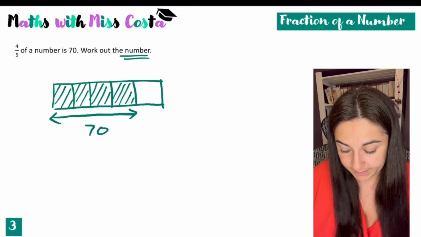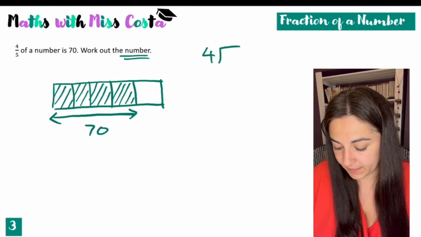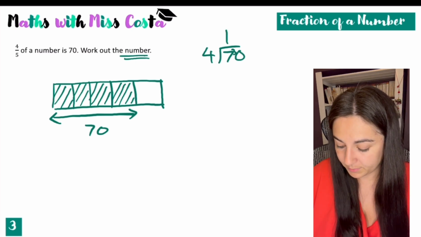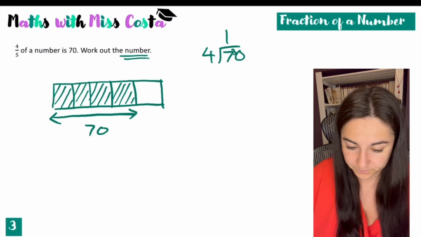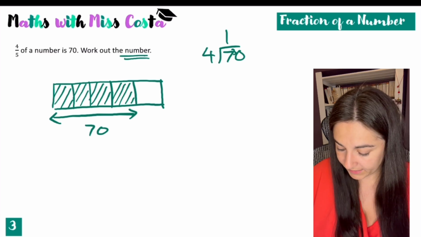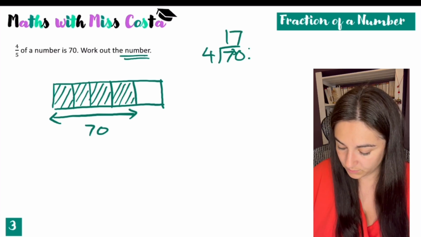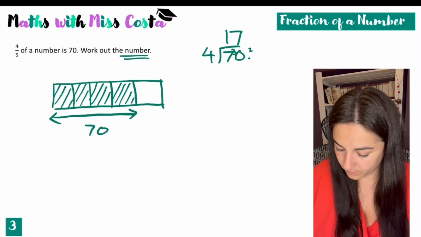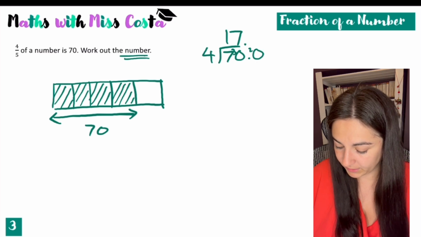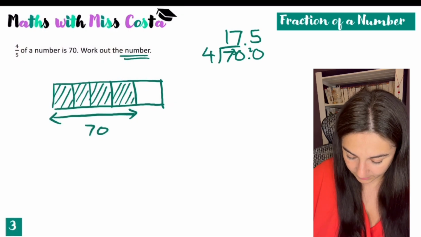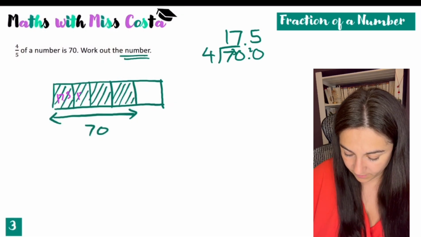So 70 is split into 4 parts, so how many 4s fit into 70? Well, 4s into 7 go once, remainder 3. How many 4s go into 32? 4 times 7 is 28, remainder 2. So I put my decimal point. How many 4s go into 20? 5. So I know that each part is worth 17.5.